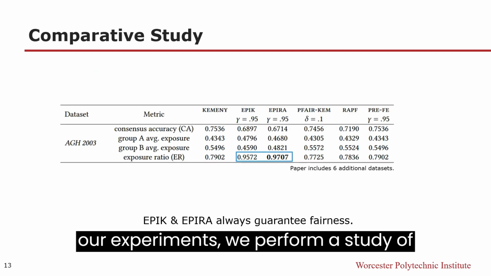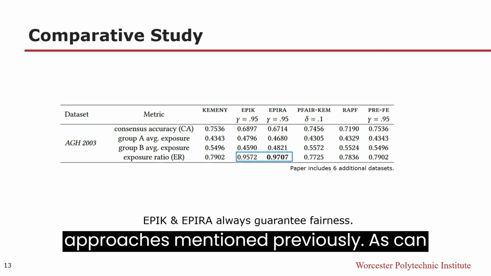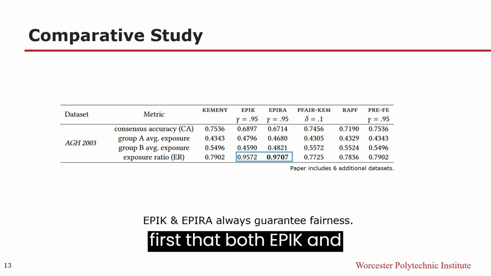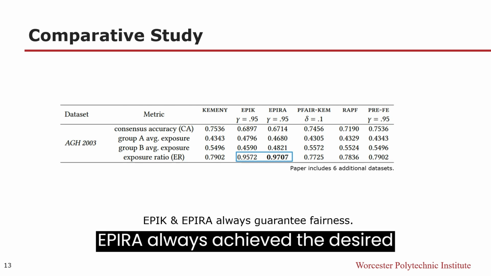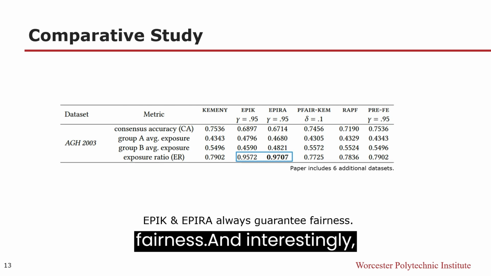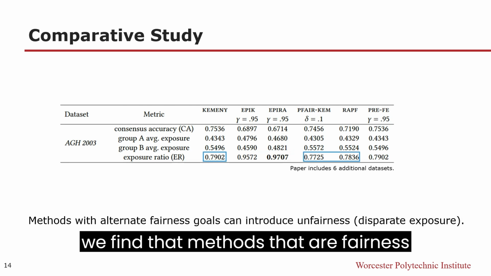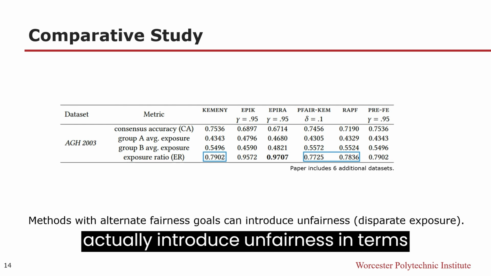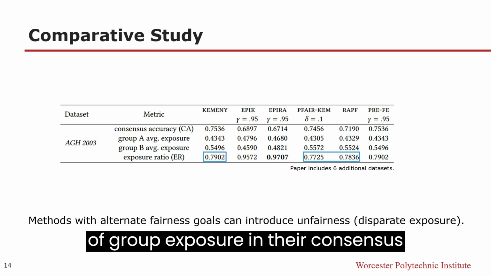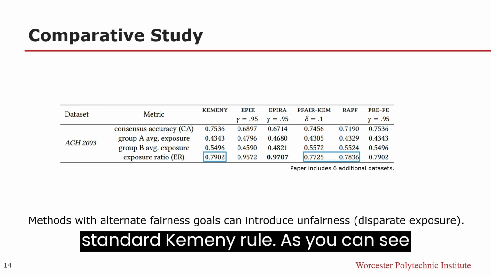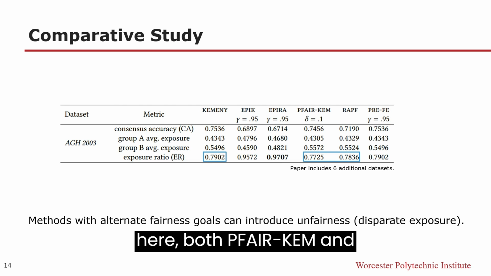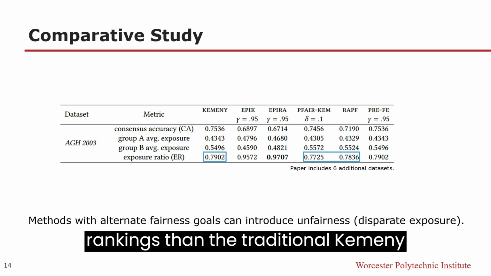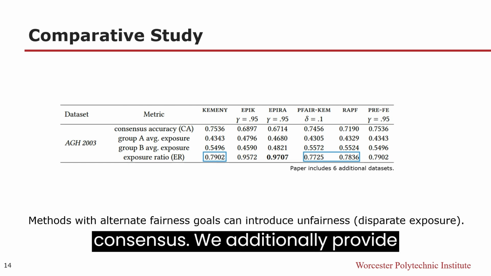Turning to our experiments, we perform a study of our methods compared to alternate approaches mentioned previously. As can be seen in the light blue box, we find first that both EPIK and EPIRA always achieved the desired fairness. And interestingly, we find that methods that are fairness enhanced but with alternate goals can actually introduce unfairness in terms of group exposure in their consensus rankings compared to only the standard Kemeny rule. As you can see here, both pFair-Chem and RAPF have lower and more unfair rankings than the traditional Kemeny consensus.